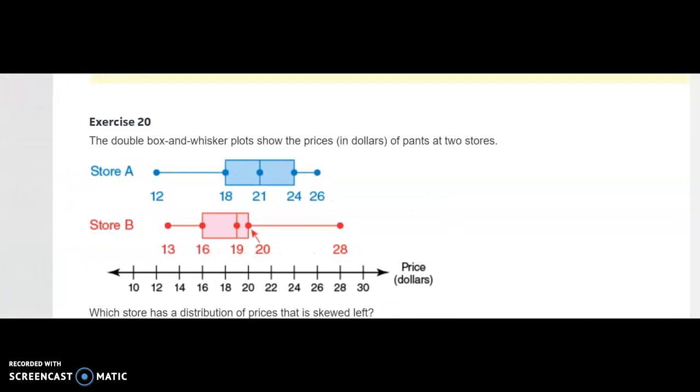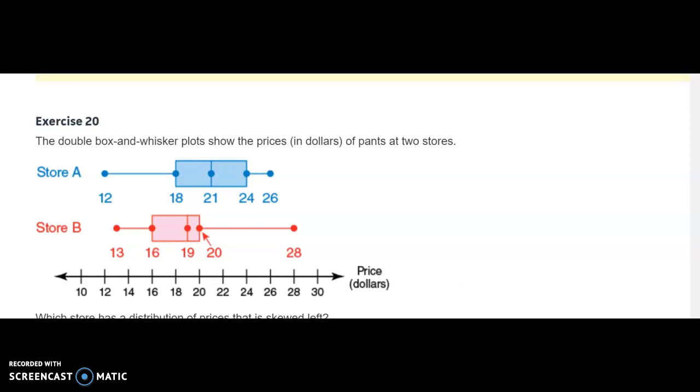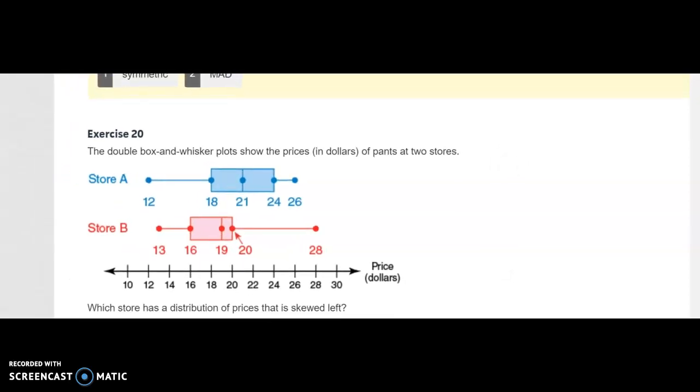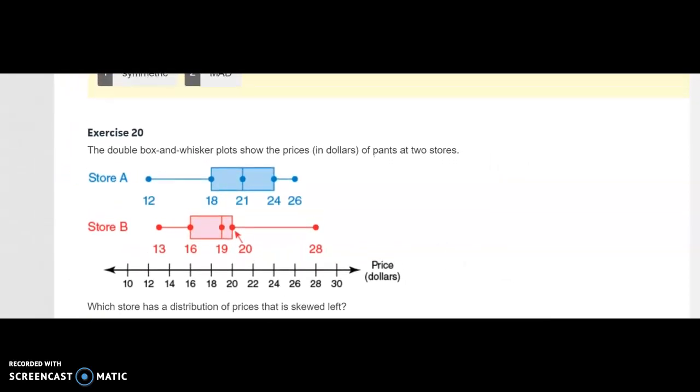Woohoo! All right. The double box and whisker plot shows the prices in dollars of pants at 2 stores. Which store has a distribution of prices that is skewed to the left? And when we look over here, all of this is falling over to the left. All of this is falling to the right. So store A wins. Woohoo!